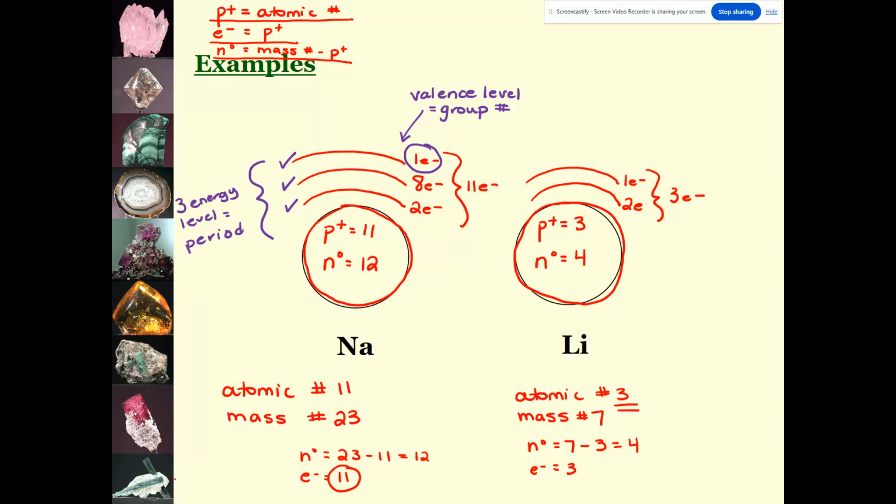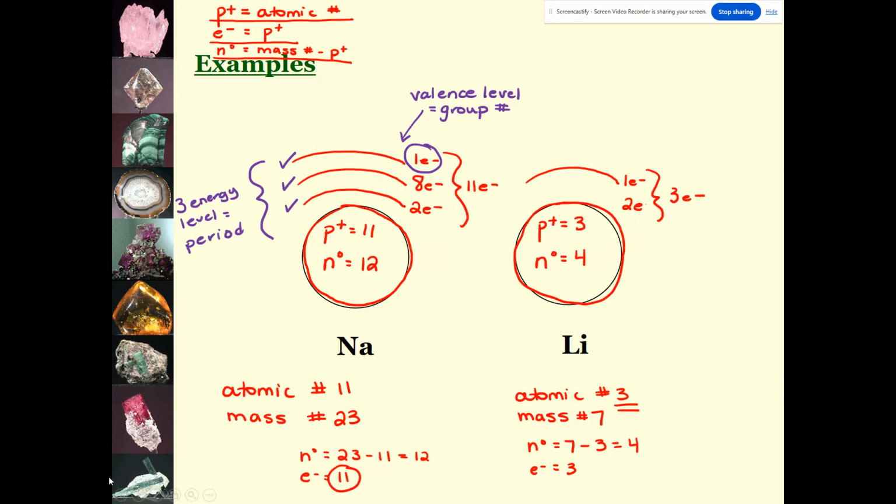Okay? So again, my valence electron is 1, and that's the group that lithium is in, group 1. And the number of energy levels, there are 2 energy levels. That corresponds to the period that lithium is in, period 2. Okay? So that's a check for yourself after you've drawn it to make sure you've drawn it correctly.